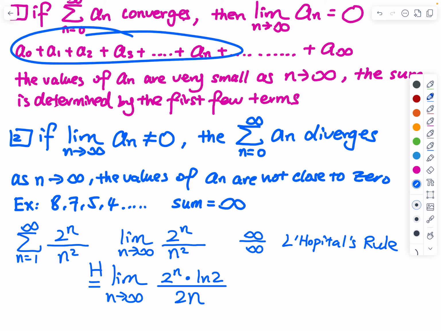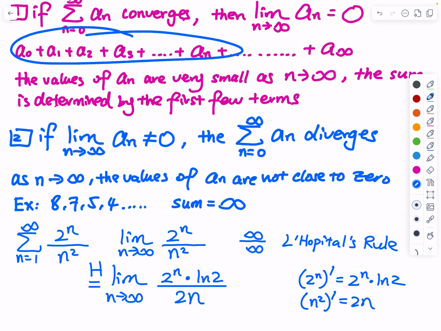Let's just make a note here. I took the derivative of the top, which is equal to 2 to the n times ln 2. I took the derivative of n squared, which is equal to 2n. This is not a quotient rule. Most people often think that with L'Hopital's rule, you have a fraction, so you use the quotient rule. No, you have a numerator over a denominator. You need to take the derivative of the numerator and then take the derivative of the denominator.